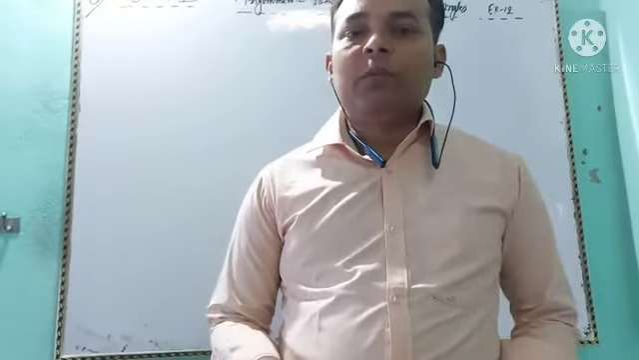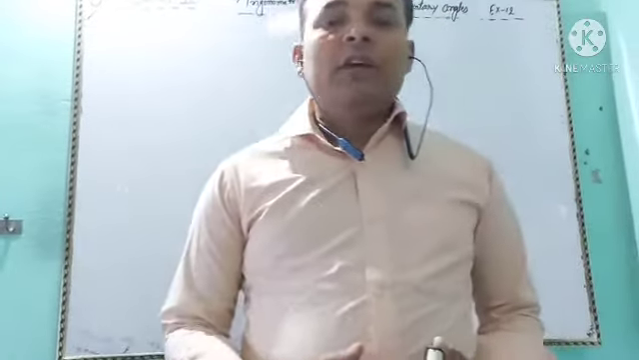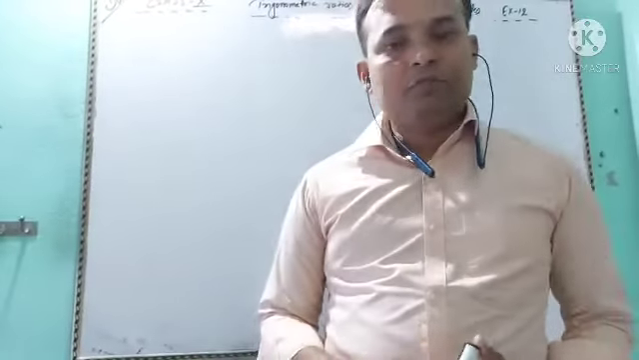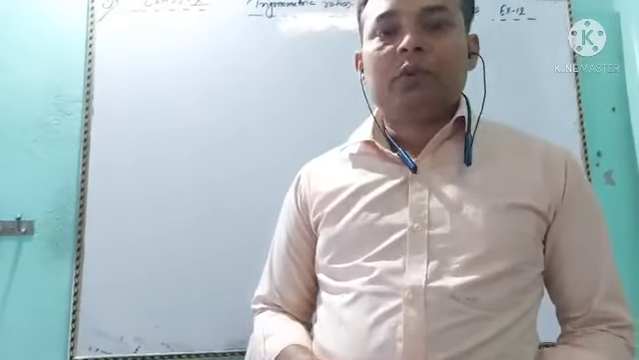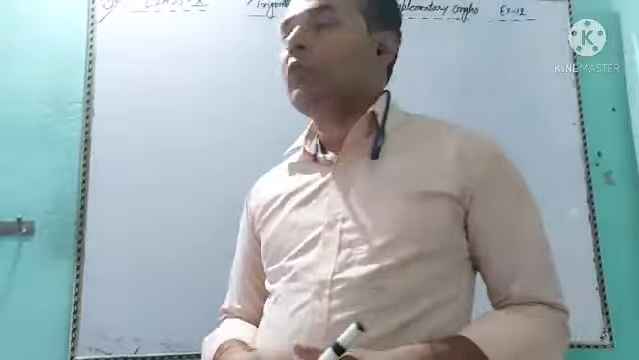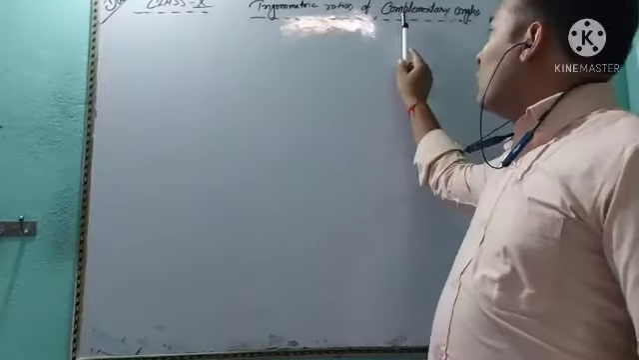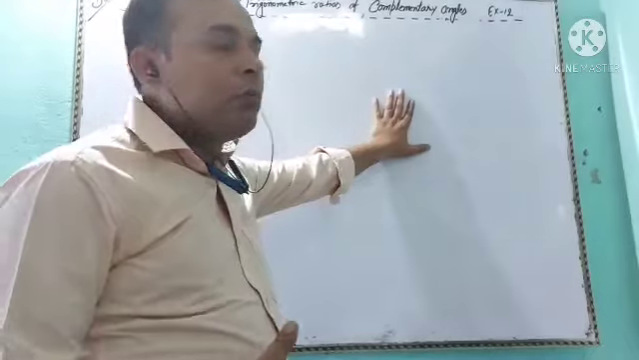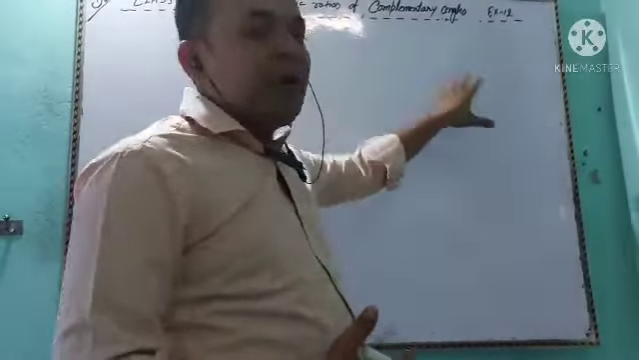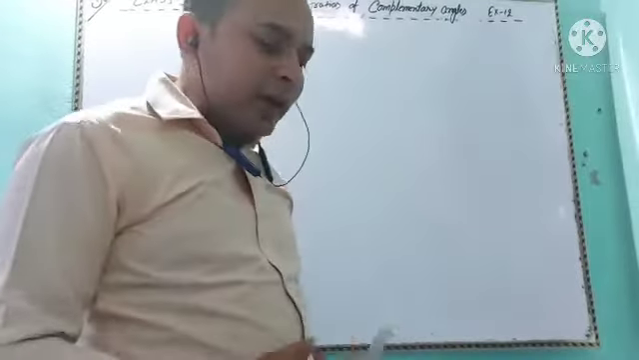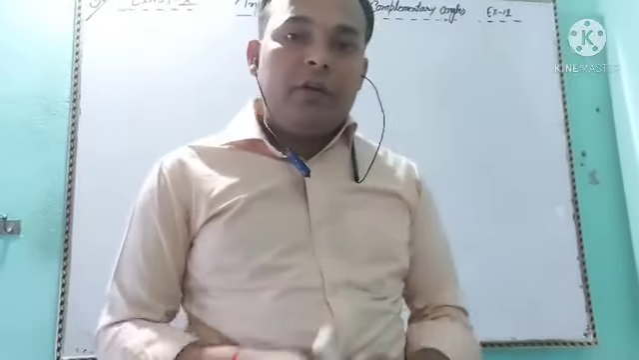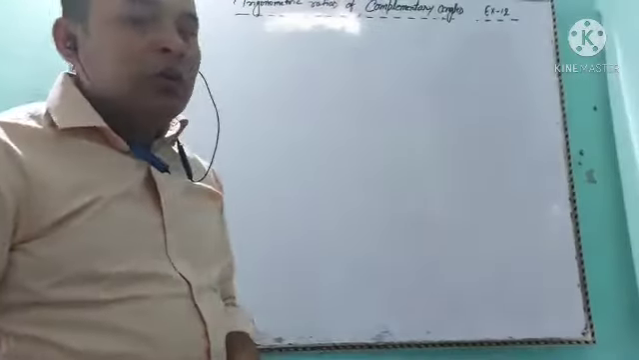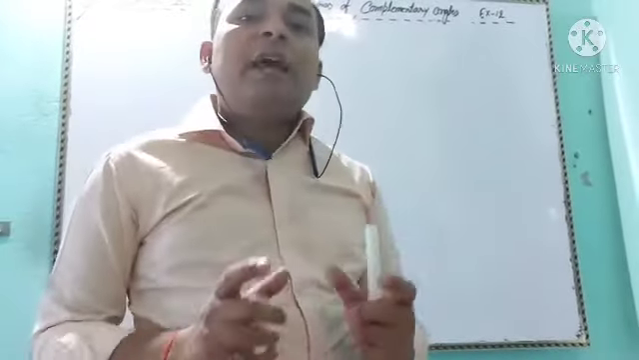Students, today I am going to discuss the next exercise of trigonometry, trigonometric ratios of complementary angles. Okay, first of all, what do you mean by complementary angles? Two angles are said to be complementary if their sum measures 90 degrees.